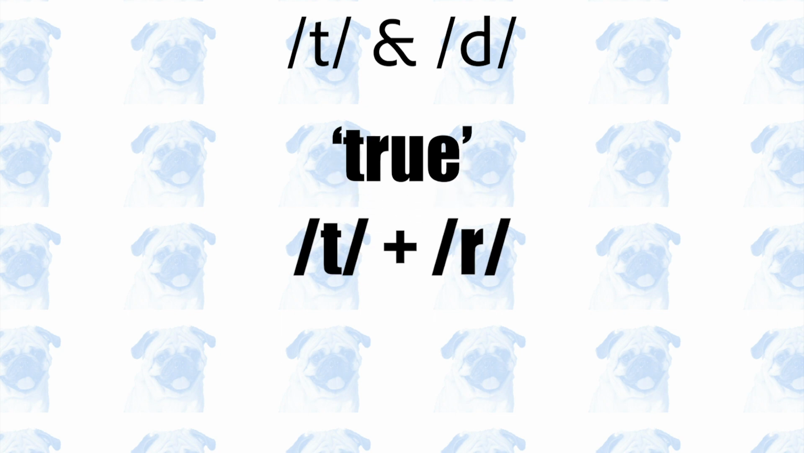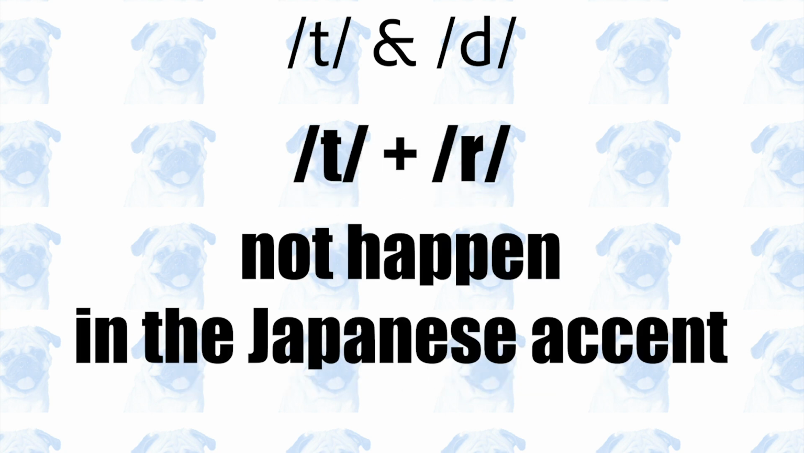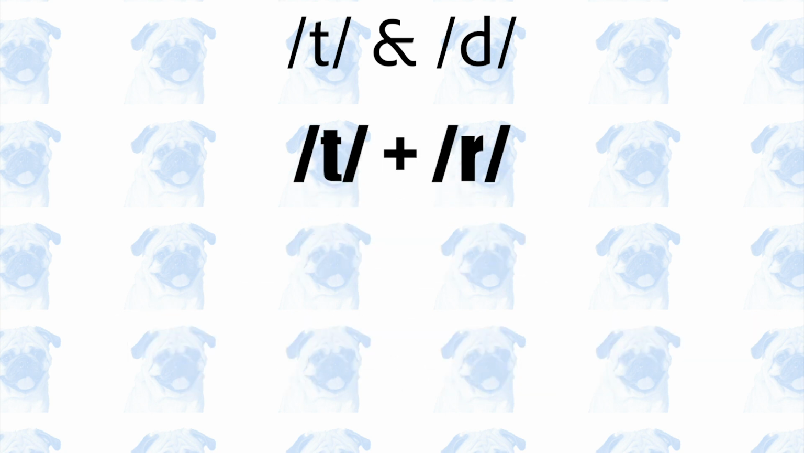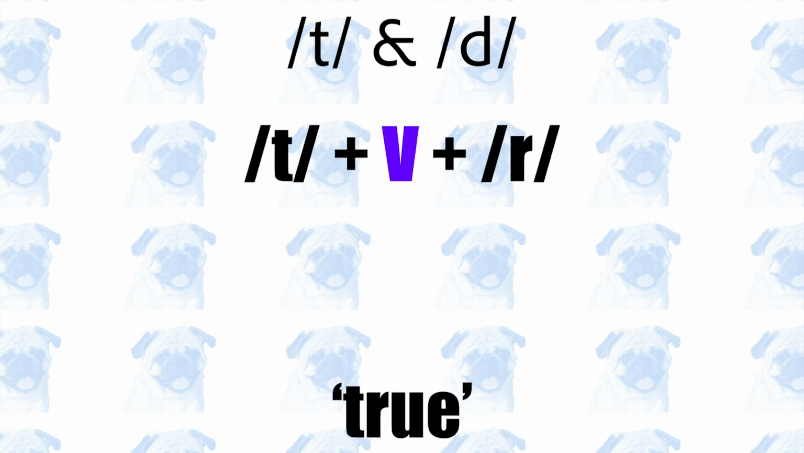How about the T in the word true? When preceded by R, T becomes somewhat similar to the ch sound, as in church. This phenomenon also does not happen in the typical Japanese accent. Moreover, if you remember the insertion of vowels explained in the previous episode, when there are two consecutive consonants like T and R, Japanese speakers tend to insert a vowel between them. In this case, they tend to insert u as in turu, although T is typically followed by o.